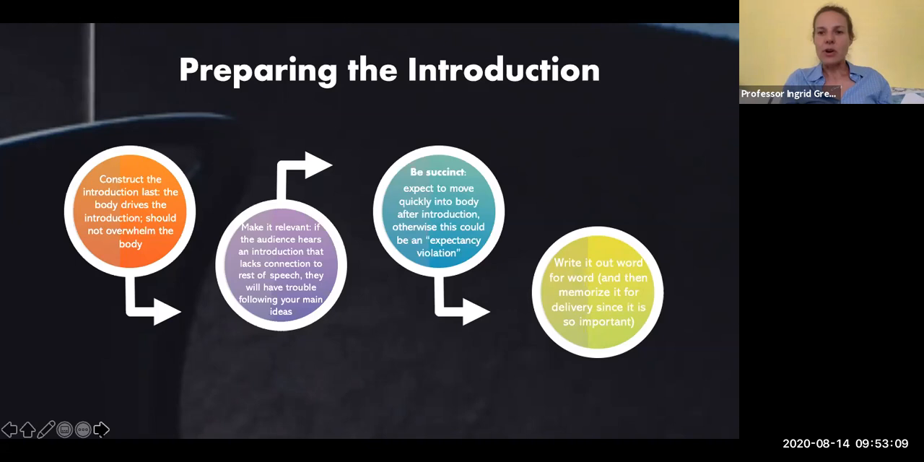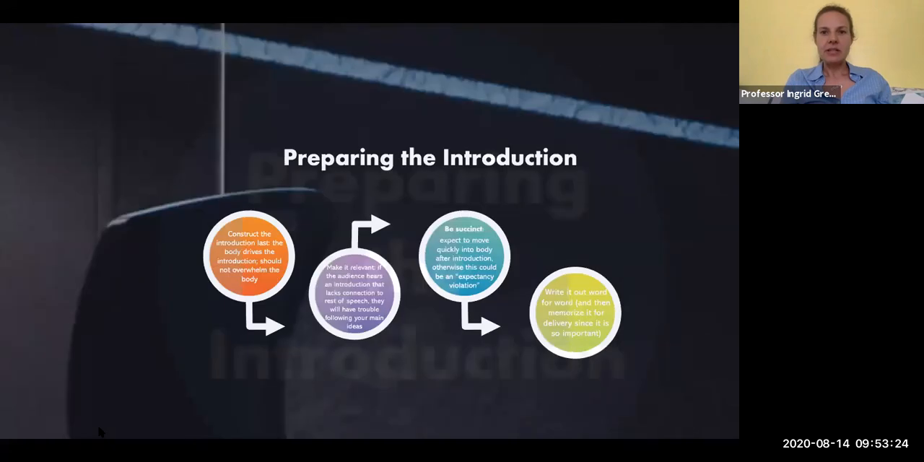Write it out word for word and then memorize it for delivery because it is so important. As I've mentioned already in this course, we do our speeches extemporaneous, but we deliver our introduction and our conclusion word for word because it is so, so important. Good, let's hop into the next section.